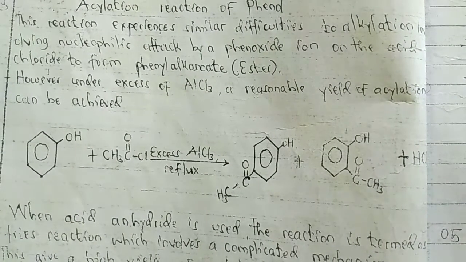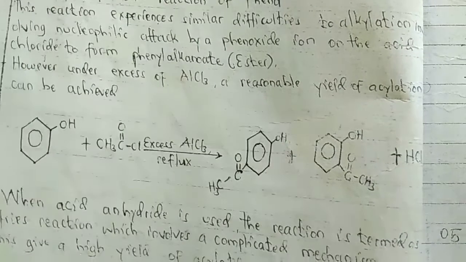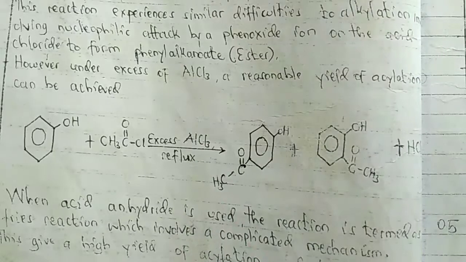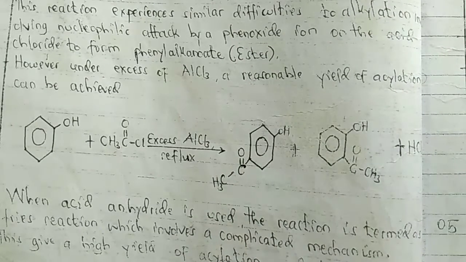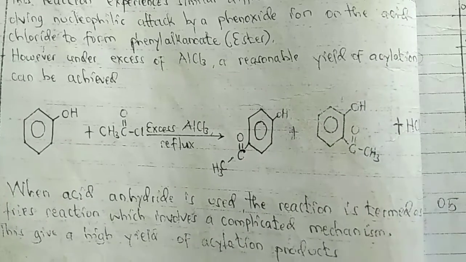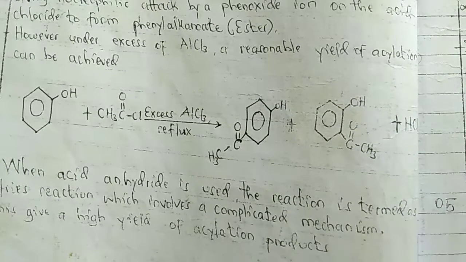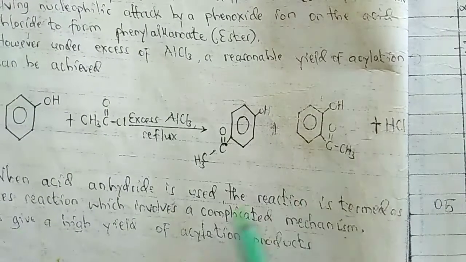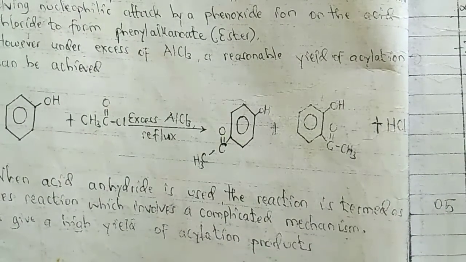Excess aluminum chloride itatufanya tuweze undergo hii reaction. So in the presence of excess aluminum chloride pamoja na reflux, tunapata product ambayo inakuwa ni acylated phenol. So when acid anhydride is used, the reaction is termed as Fries reaction, which involves a complicated mechanism.